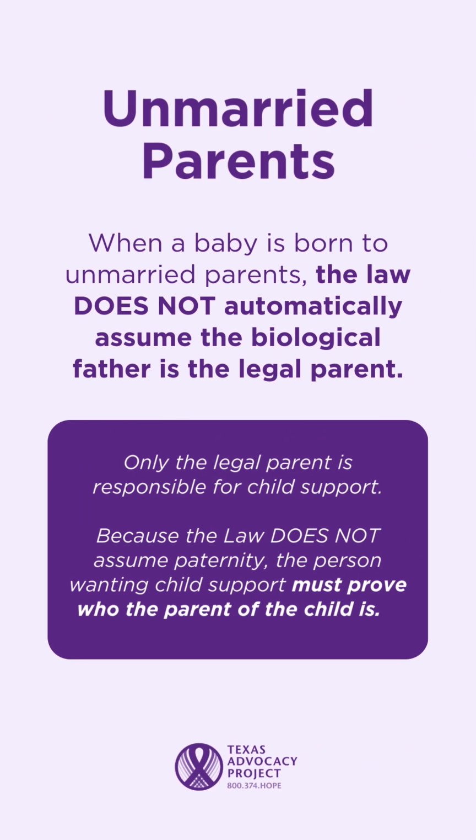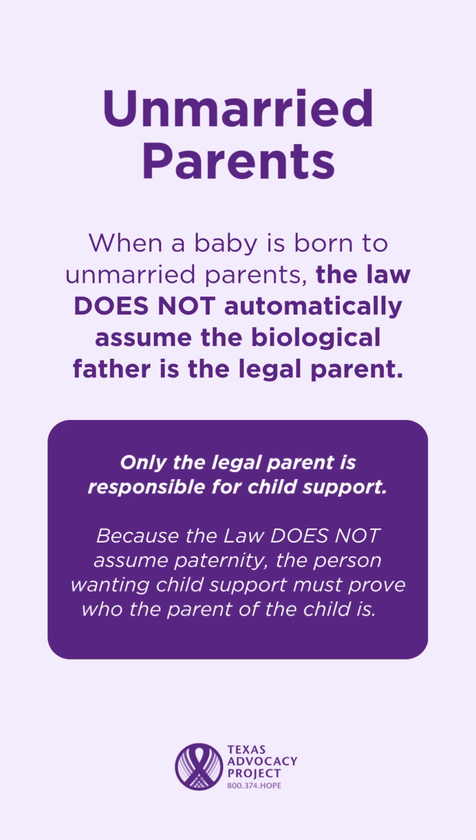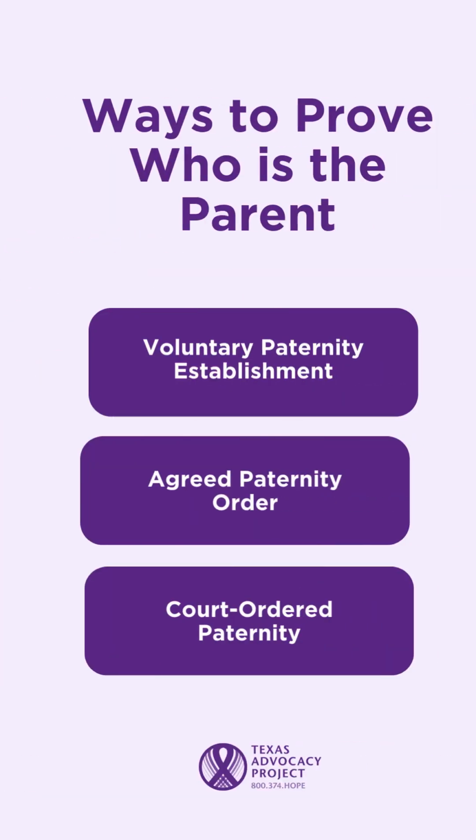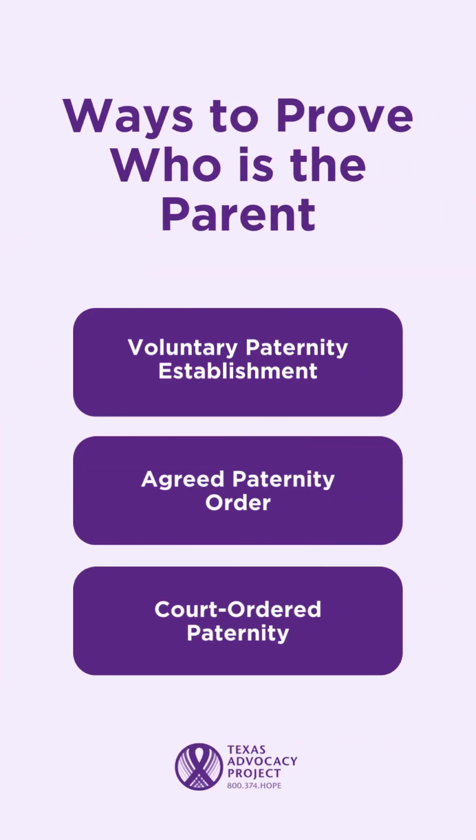When a baby is born to unmarried parents, the law does not automatically assume the biological father is the legal parent. Only the legal parent is responsible for child support. Because the law does not assume who the parent is, the person wanting child support must prove who the parent of the child is. There are 3 ways to prove who is the parent of the child.